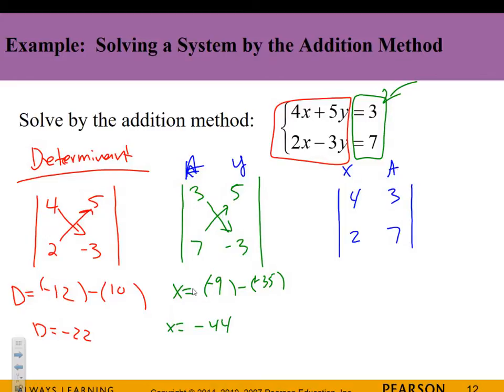Does that make sense? Okay, so let's do that one more time. I'm going to call this y. So what's 4 times 7? 28. And then that? 6. So the difference is 22. Positive?